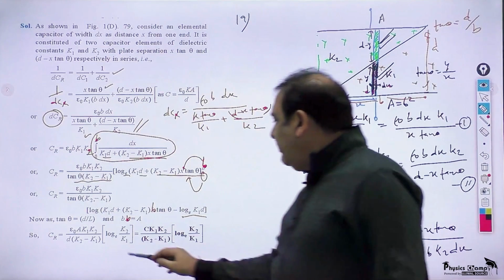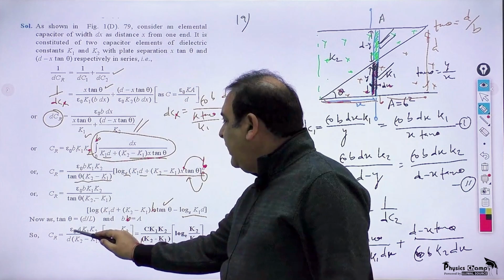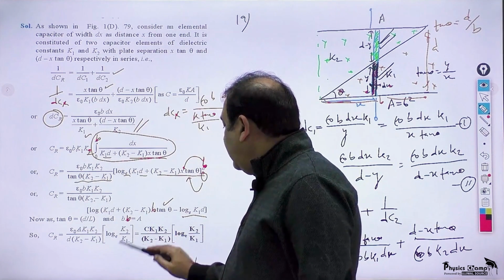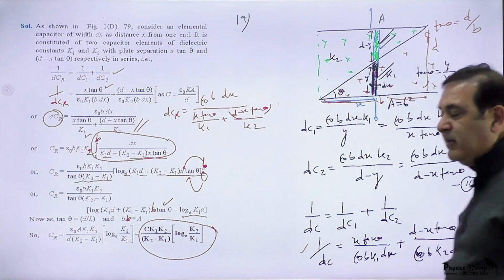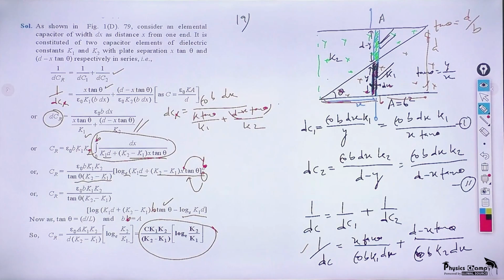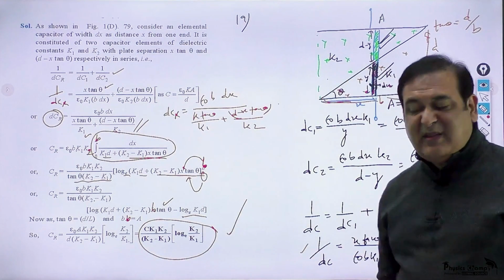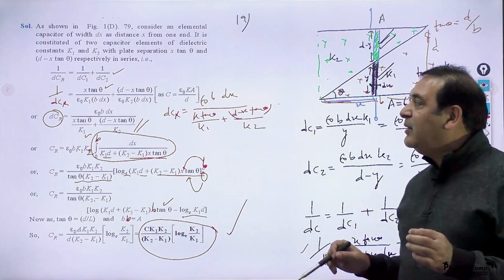So putting that value of tangent theta, d by b, here, I will finally get epsilon naught A K1 K2 by d (K2 minus K1) log base e K2 by K1, or epsilon naught A K1 K2 by d (K2 minus K1) times log base e of K2 by K1. So that's how you get this expression. This is all available in the text for you. It is just a matter of trying it yourself.